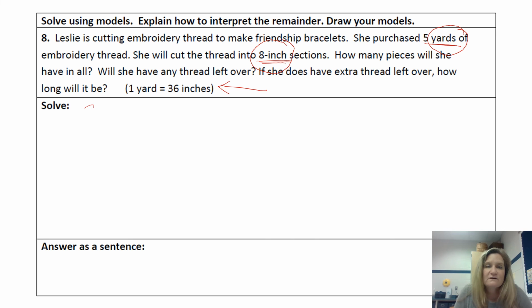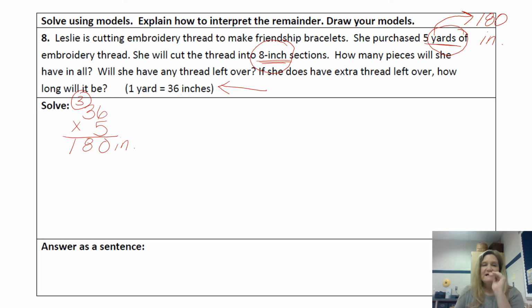So I think I'm going to change everything to inches. So 36 times 5. 6 times 5 is 30, carry the 3. 5 times 3 is 15, 16, 17, 18. Okay. So she purchased 180 inches. Okay. Now, she's going to cut the thread into 8-inch sections. So she's going to divide it into 8-inch sections. So I'm going to take this 180 inches and divide them into sections that are each 8 inches long.